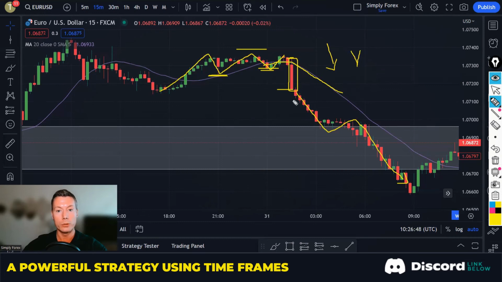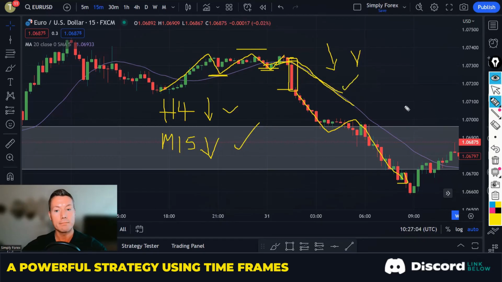So at this point, we're in an H4 downtrend, so is the M15, and we're below this moving average 20. Tick, tick, tick. Trade it. Take a short. So that's a Euro US dollar short trade highlighting H4 with M15.